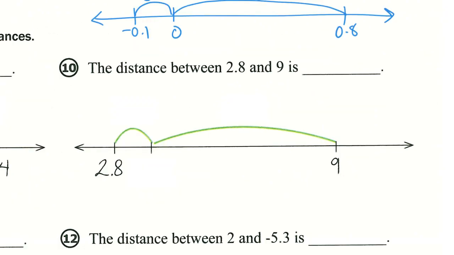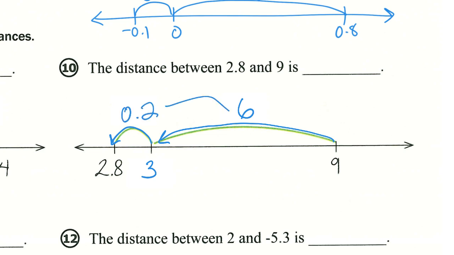In number 10, I'm going from 9 to 2.8. So I'm first going to go from 9 to 3, because I know that that distance is 6. Then from 3 to 2.8 is 0.2. So my total distance here would be 6.2.